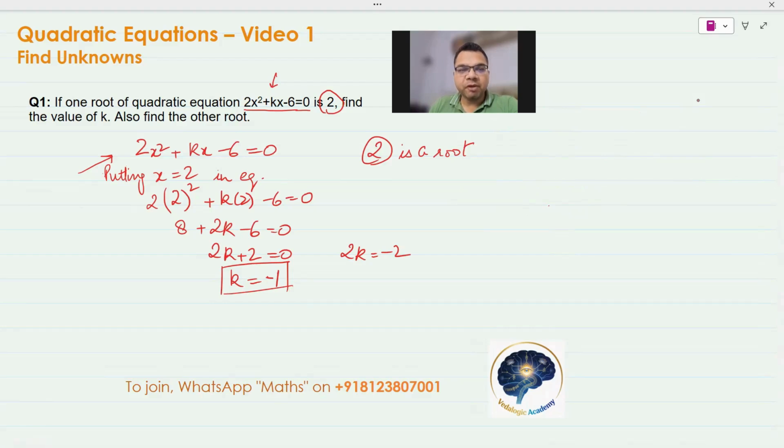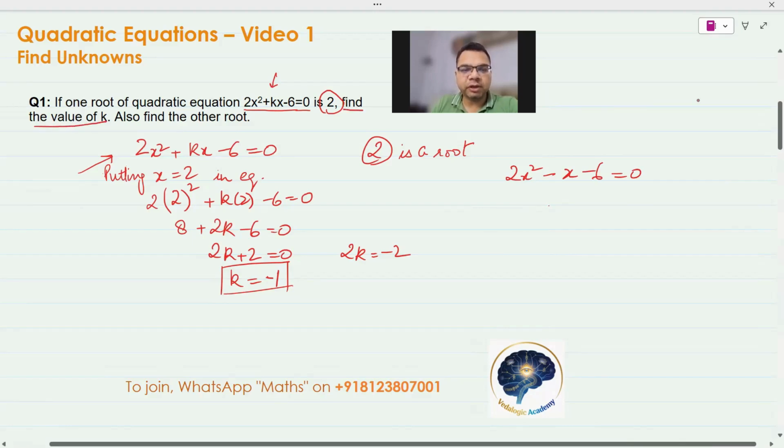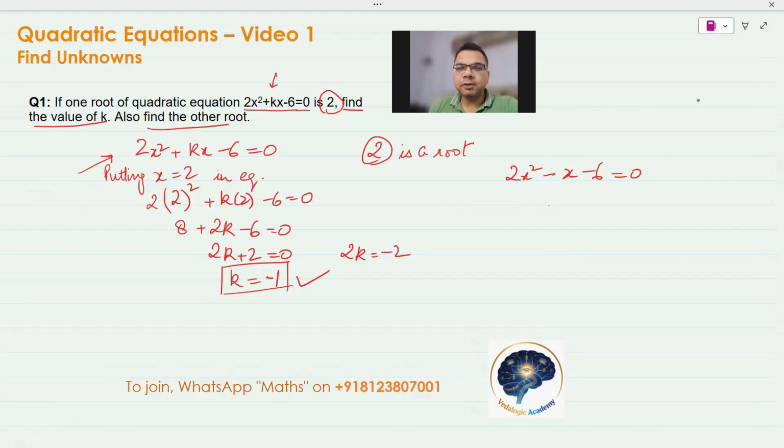Now we have the equation, and we have the value of k. So the equation becomes 2x square minus 1x, which is minus x, minus 6 equals to 0. So there are two things that we have to find out: the value of k, which we already found, and the other root as well. Using this equation, I can now find out the other root. So how do I find it out?